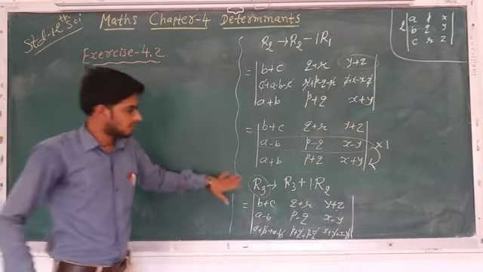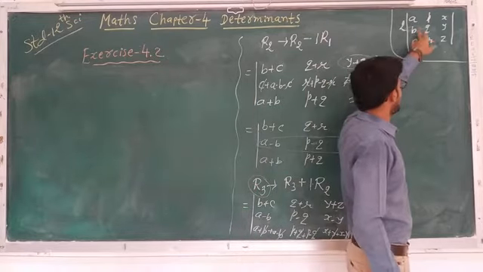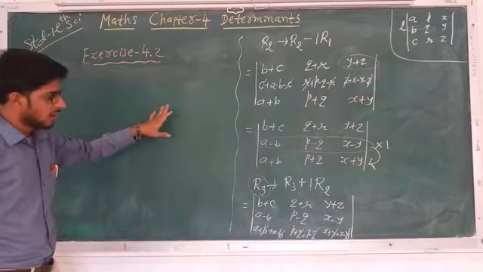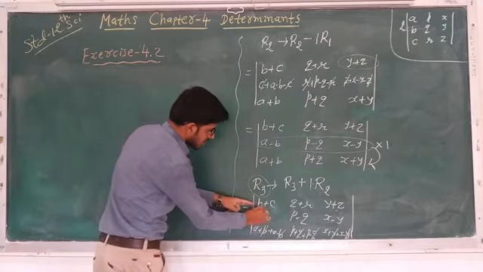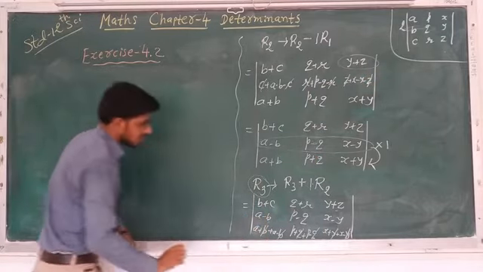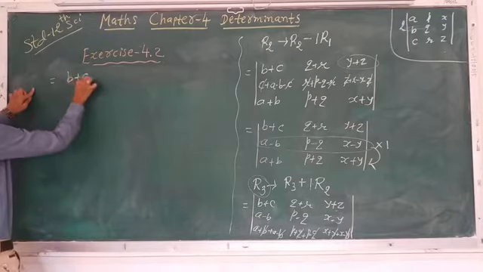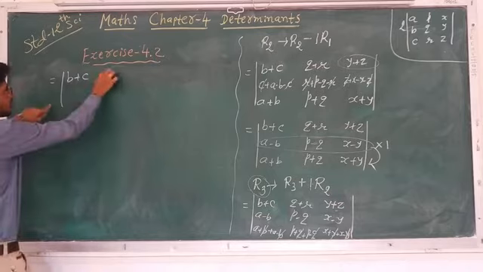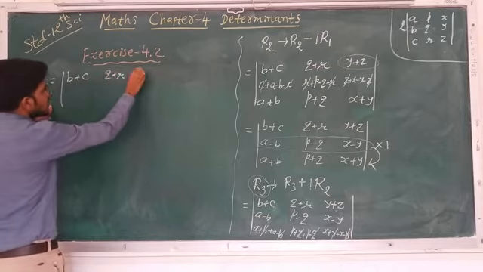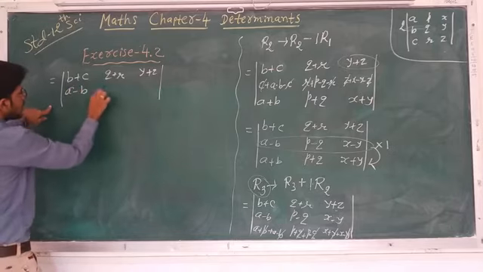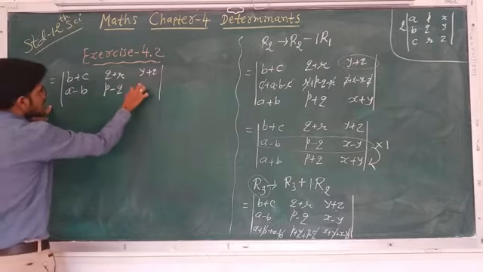Okay, so we will prove 2 times determinant ABC, PQR, and XYZ. This is the right hand side of our question. So here again, the first and second rows stay the same, and only the third row changes. So it is equal to b plus c, q plus r, and y plus z, a minus b, p minus q, and x minus y.